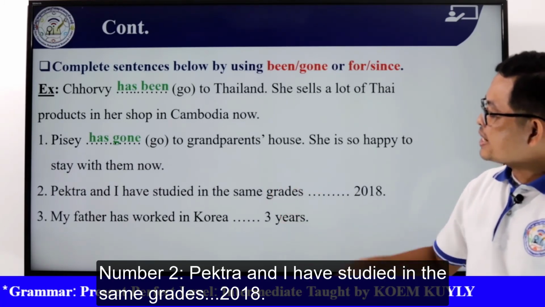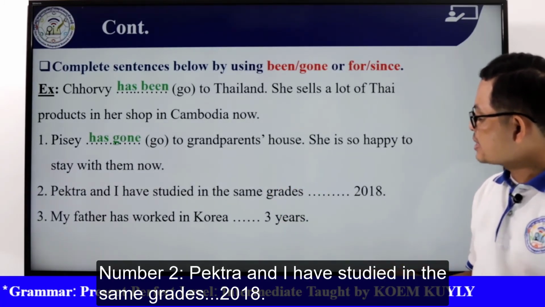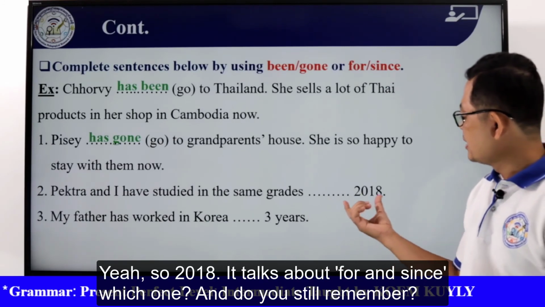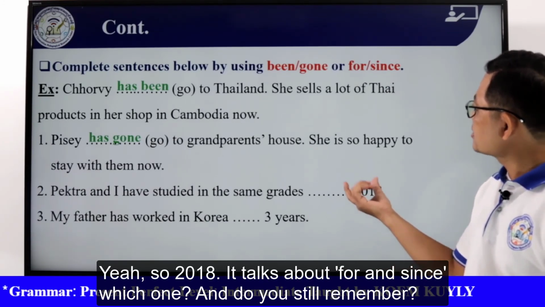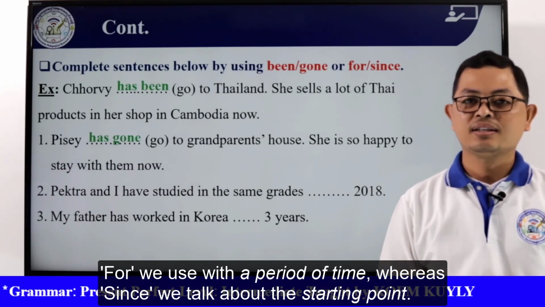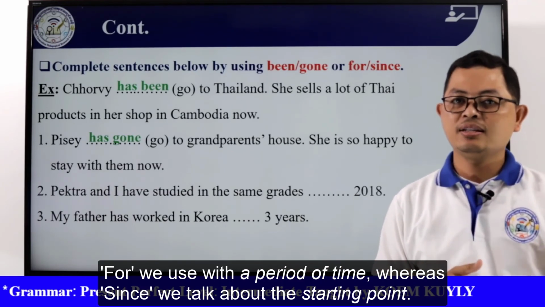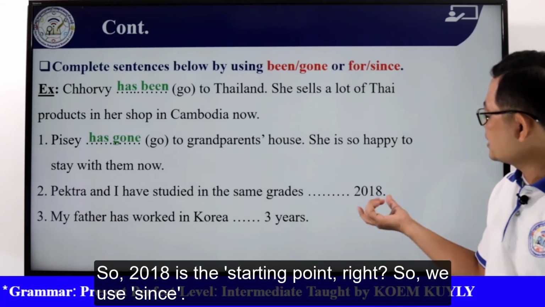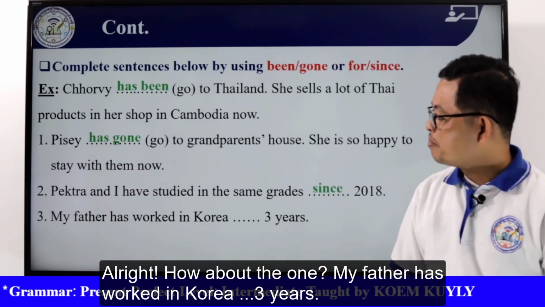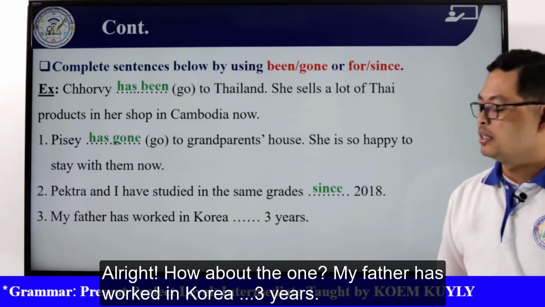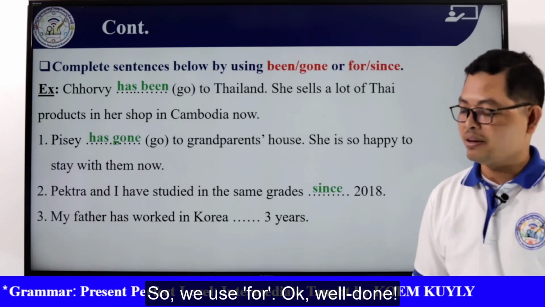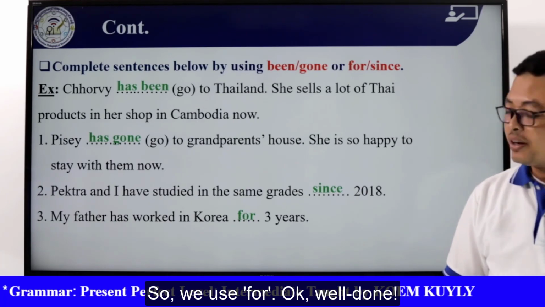Number 2, Petra and I have studied in the same grade, for or since, 2018. Yeah. So 2018, it talks about for and since. Which one? Do you still remember? For we use with a period of time, whereas since we talk about the starting point. So 2018 is the starting point, right? So we use since. All right. How about the last one? My father has worked in Korea, for or since, 3 years. 3 years. When we talk about 3 years, we talk about a period of time, right? So we use for. Okay, well done.